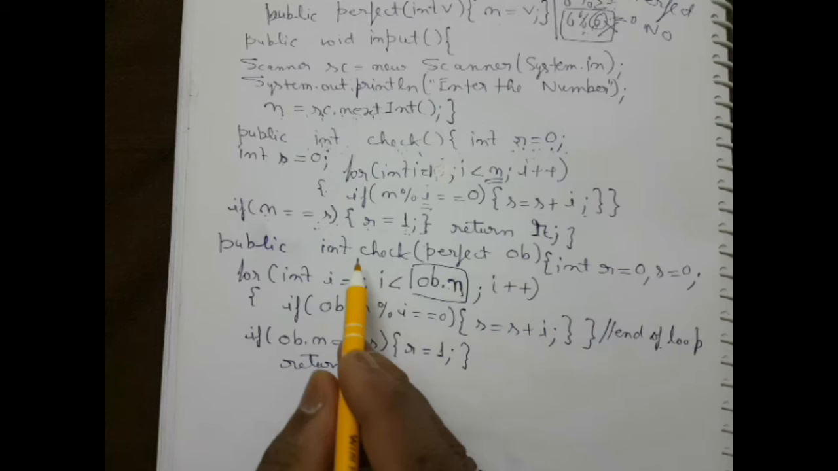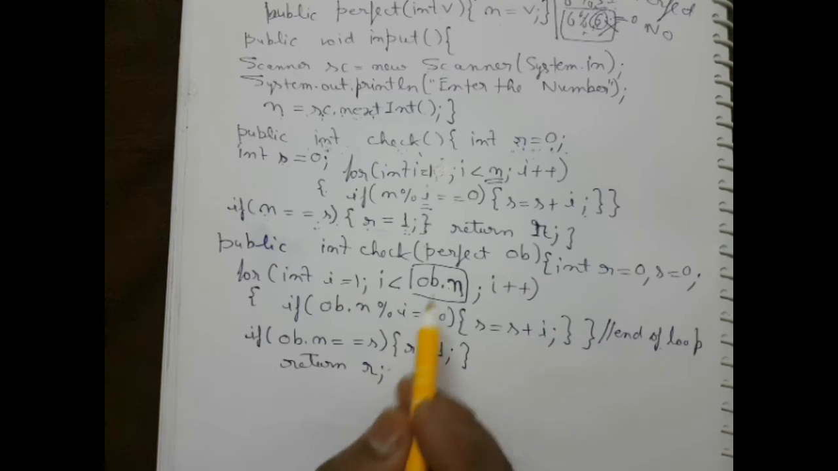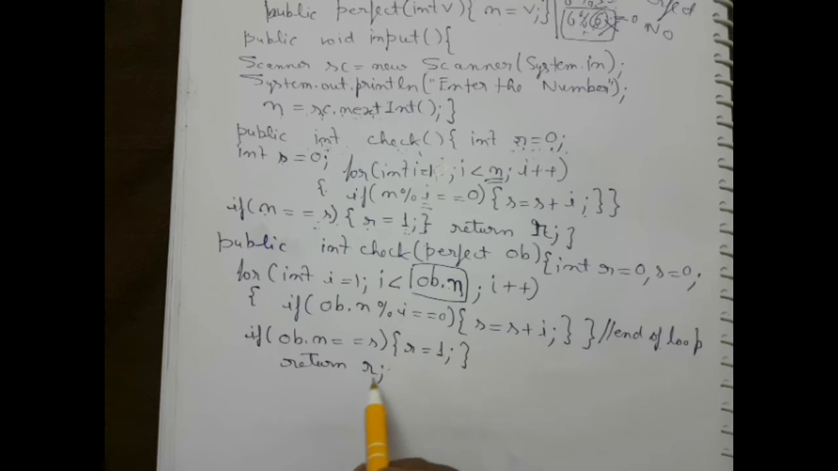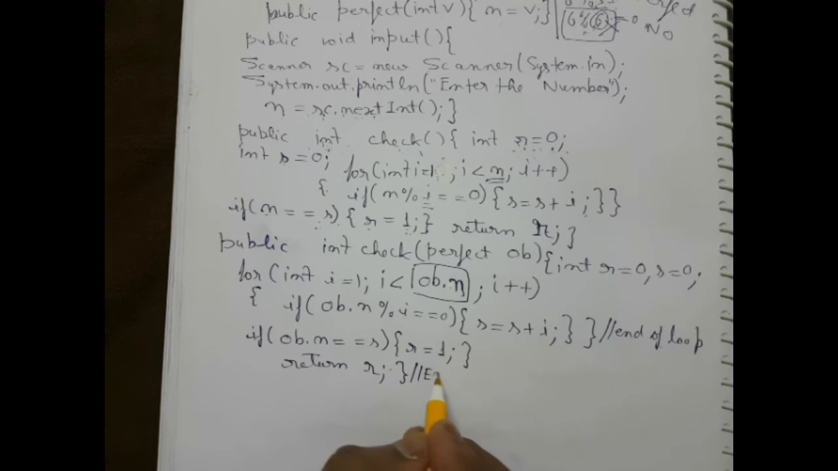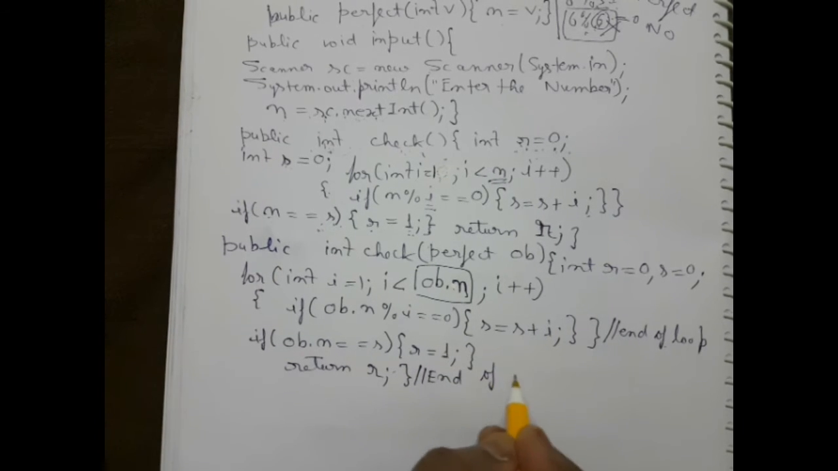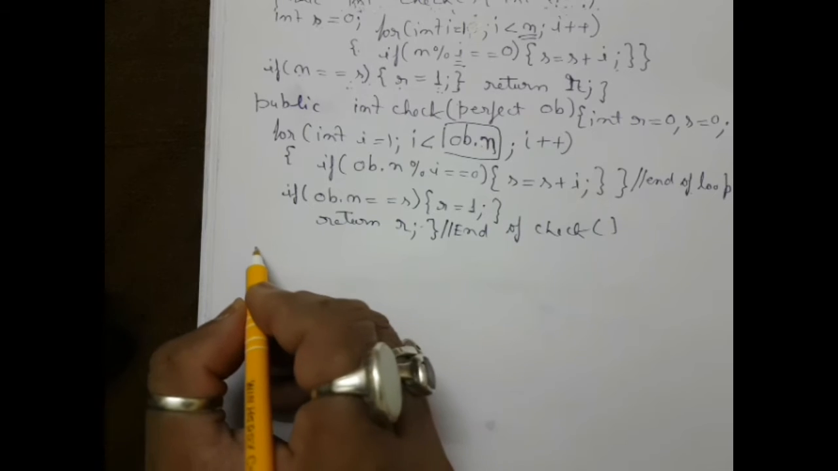So now you can see return type is integer, so int, so it is returning the int. So depending upon the perfect number is perfect or not, it will have value 1 or 0. Okay, and now we close. This is the end of function, end of check function. Alright, now we'll implement all these things here in the main function.